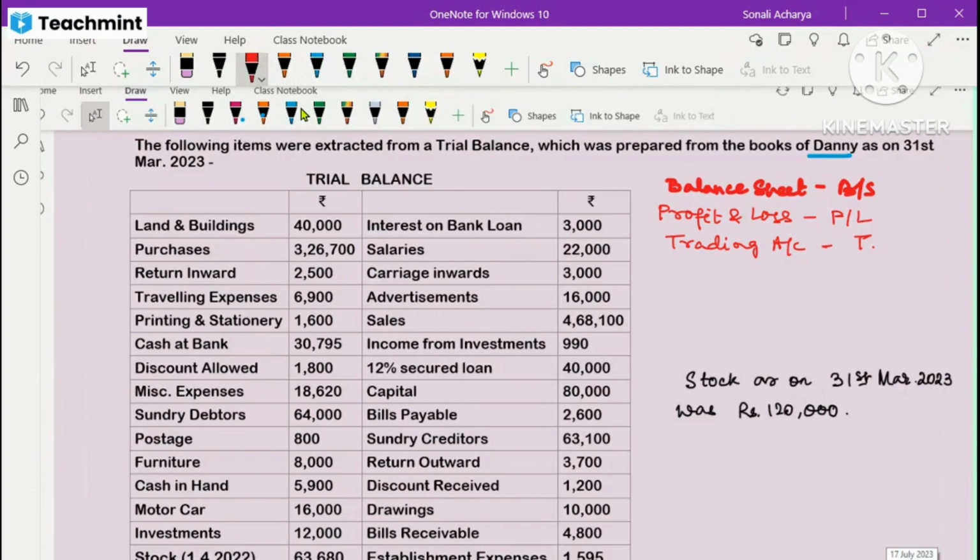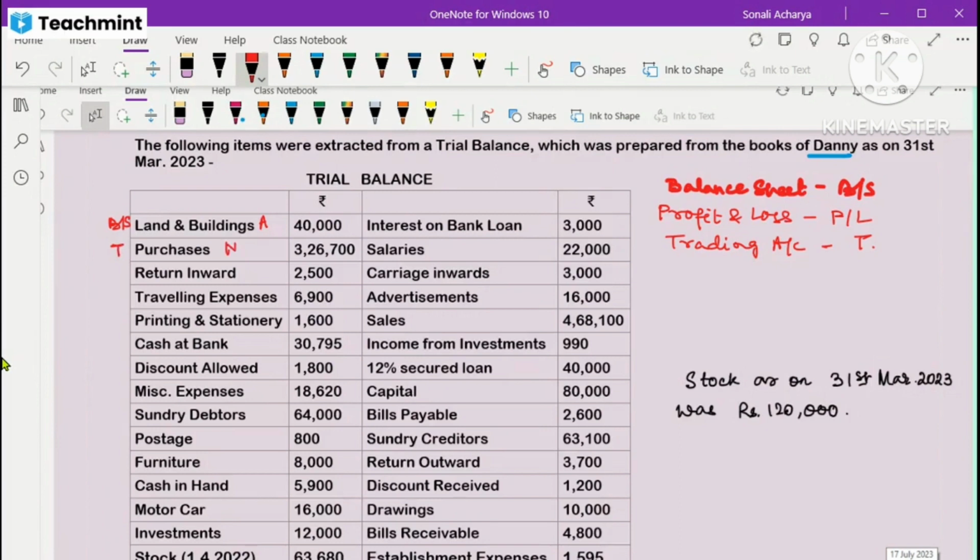First, land and building. Land and building means it's an asset. So where are assets shown? Assets are shown in the balance sheet. So I'm writing here, it's a balance sheet. Purchase. It is related with the cost of goods sold. It's a trading item, so I am writing it.